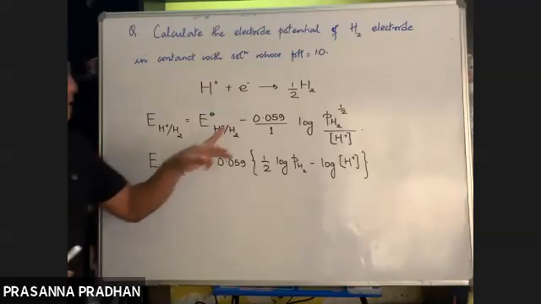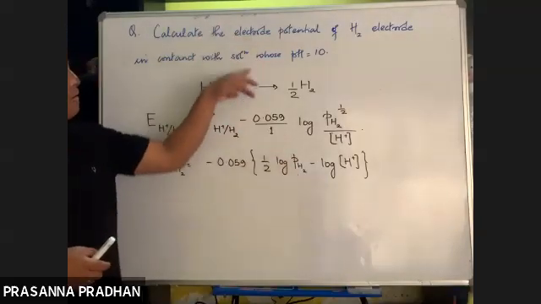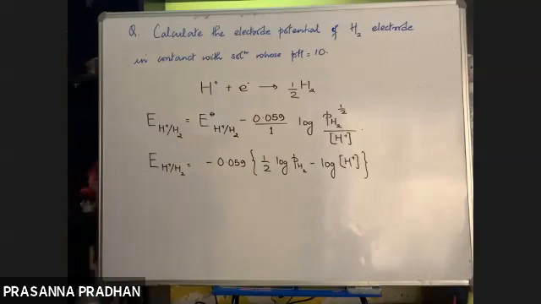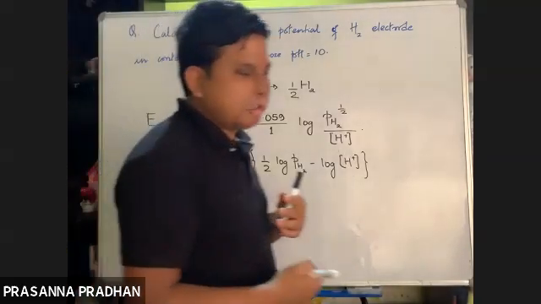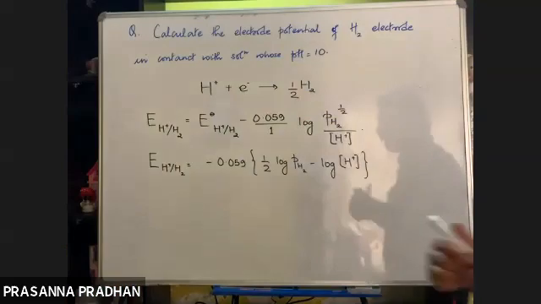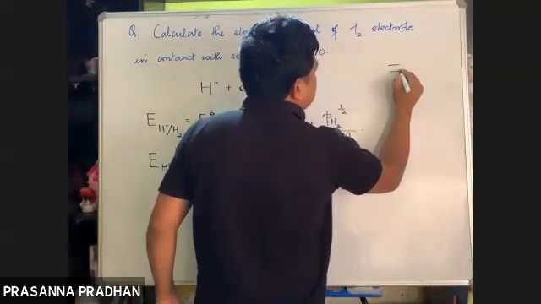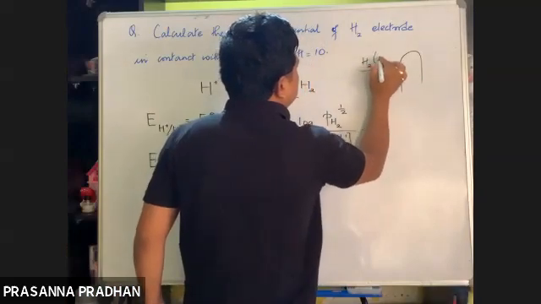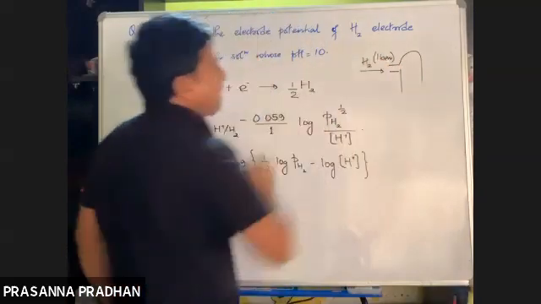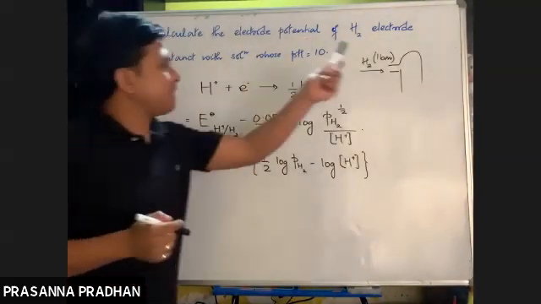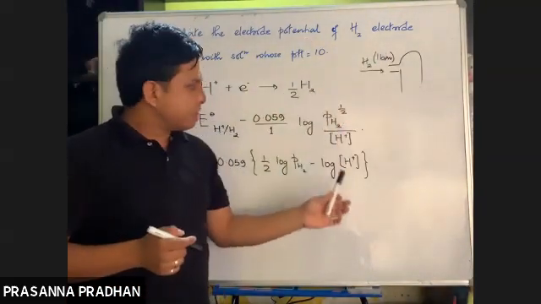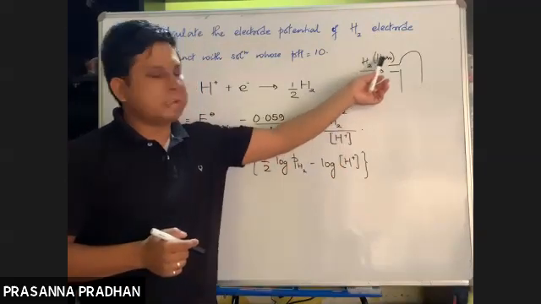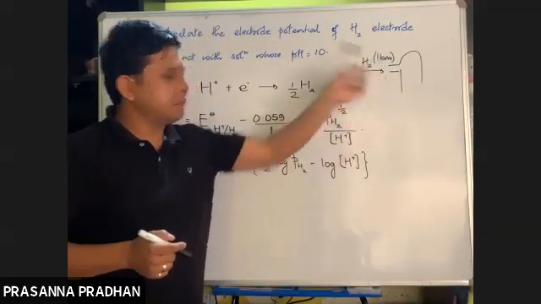Now, is anything mentioned about the partial pressure of hydrogen here? I don't see anything related to the partial pressure, but I know when we discussed the standard hydrogen electrode, I said that hydrogen gas is bubbled at a pressure of 1 bar. The partial pressure of hydrogen is going to be 1 bar.